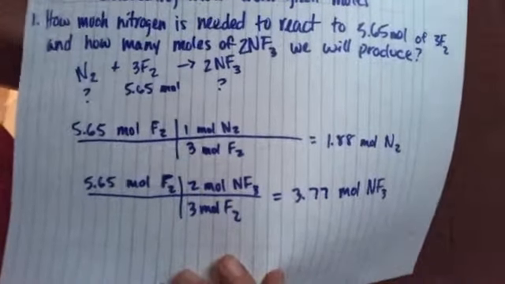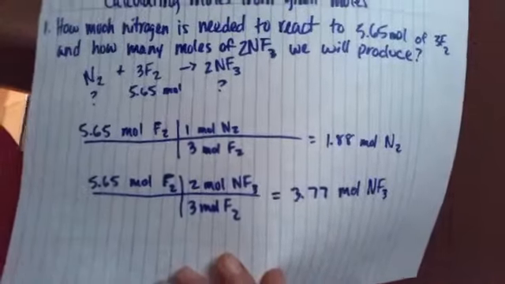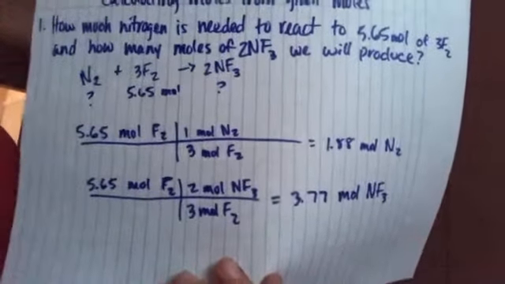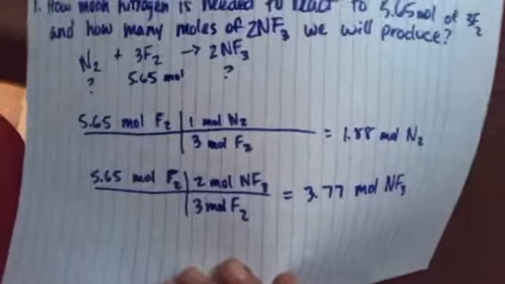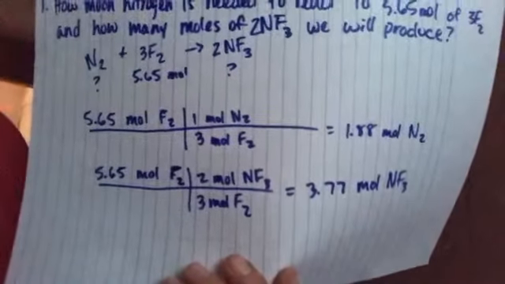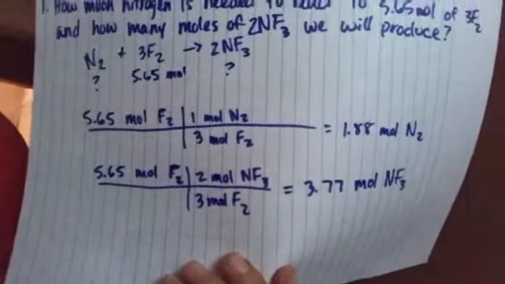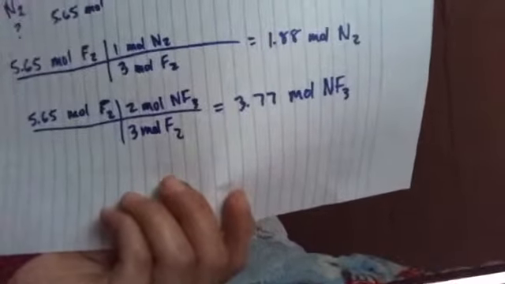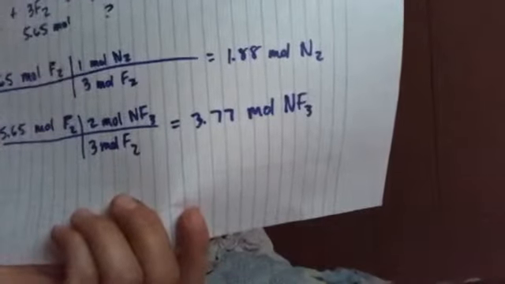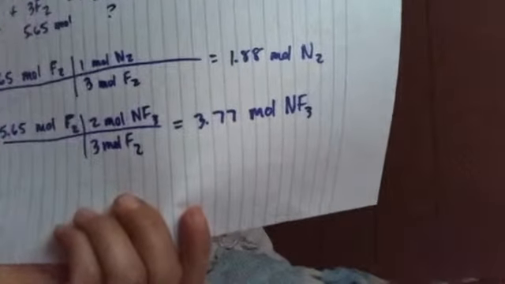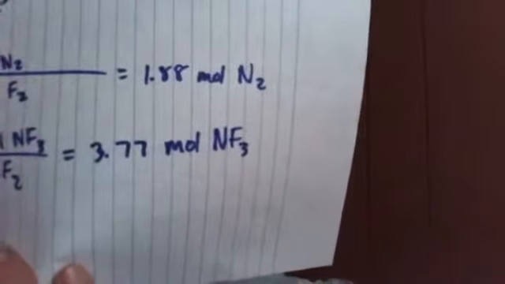On top we put 5.65 moles of F2. There's only 1 mole of N2. And then there's 3 moles of F2. That's why I put a 3, 1, 3. So to cancel out, you would put 5.65 divided by 3, which would equal 1.88 of N2. Then 5.65 again of F2. And then right beside it, put 2 moles of NF3 and then 3 moles of F2, we would get this 3.77 moles of NF3.